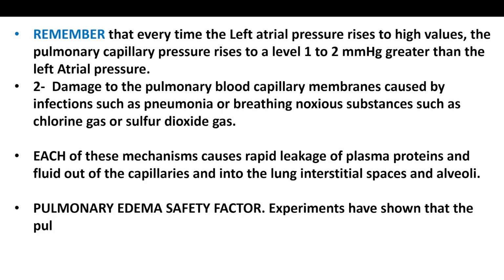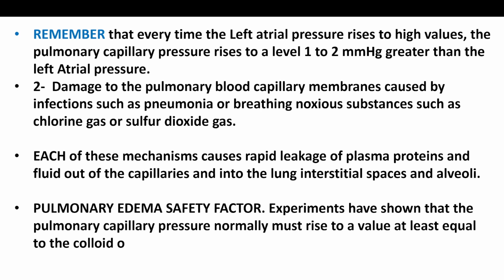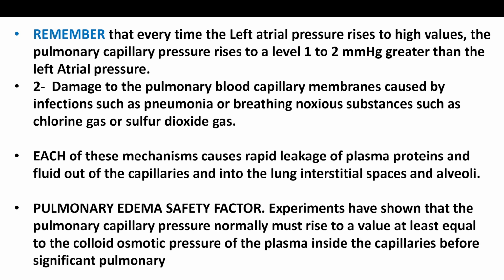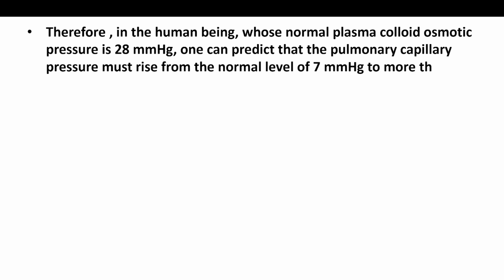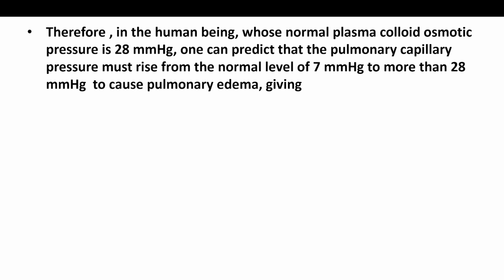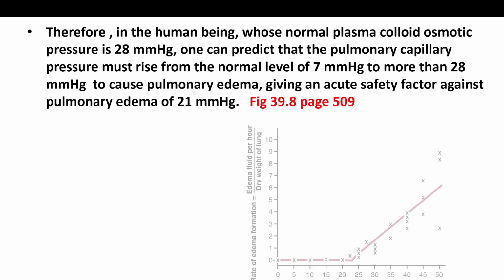Experiments have shown that the pulmonary capillary pressure normally must rise to a value at least equal to the colloid osmotic pressure of the plasma inside the capillaries before significant pulmonary edema will occur. Therefore, in the human being, whose normal plasma colloid osmotic pressure is 28 mmHg, one can predict that the pulmonary capillary pressure must rise from the normal level of 7 mmHg to more than 28 mmHg to cause pulmonary edema, giving an acute safety factor against pulmonary edema of 21 mmHg.